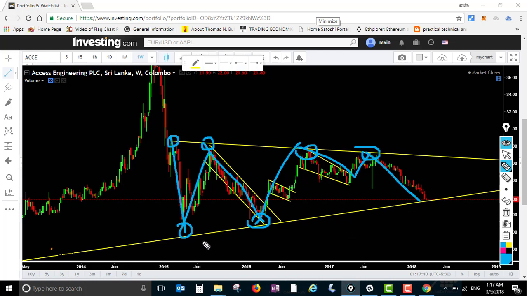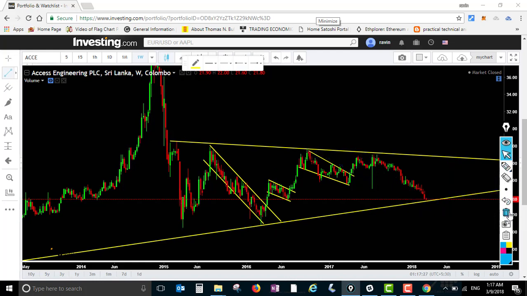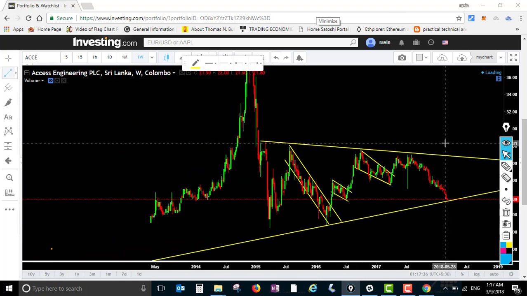Now we are in a particular area where it can reverse anytime, but we don't know when. What we can do is find a better place to take this trade. Are we going to buy this now? We'll see.